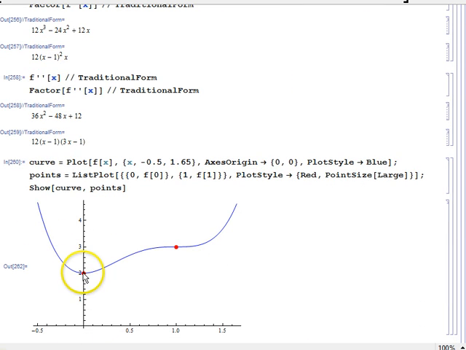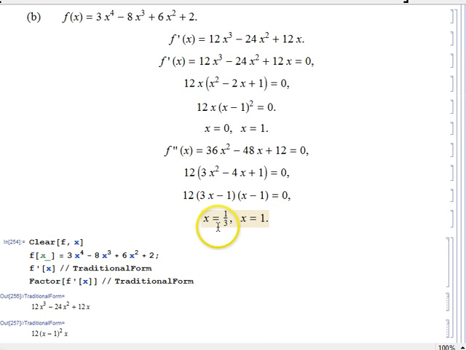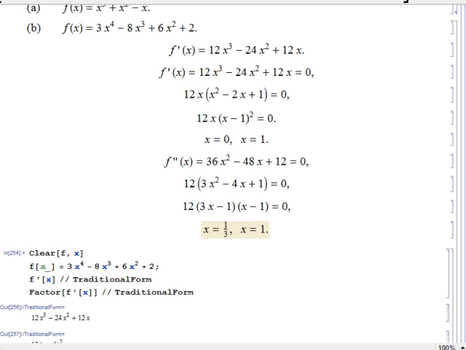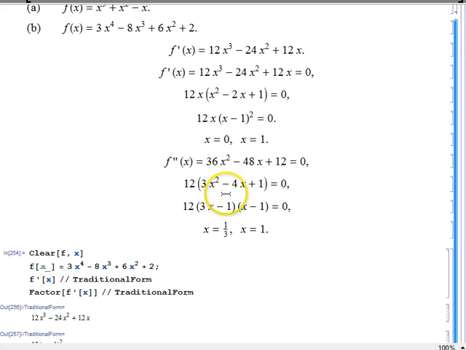X equals 1 right here, that's an inflection point. That's pretty clear because this is neither maximum nor minimum, so it's an inflection point. The other inflection point is a little bit unclear, but it is around here at x equals 1/3. We can find out all these. I'm going to leave the students to fill out the rest.